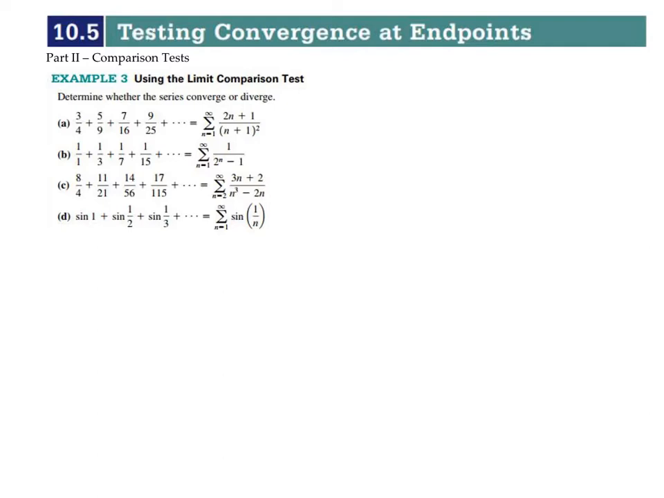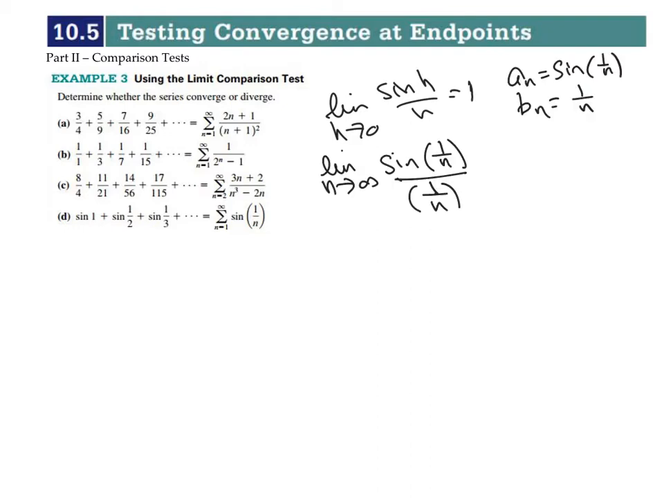I hope you remember from the very, very beginning of the year that the limit as h approaches 0 of sine h over h is 1. Well, in this case, I'm going to let h be 1 over n. So my sequence a_n is the sequence they gave me, which is sine of 1 over n, and I'm letting b_n be 1 over n. So then looking at the limit as n approaches infinity of a_n over b_n is looking at sine of 1 over n over 1 over n.